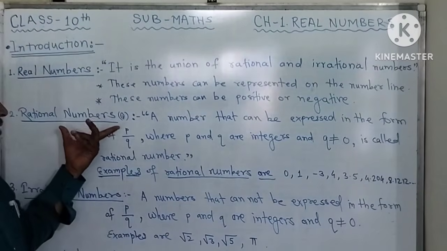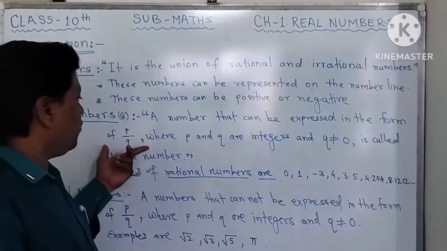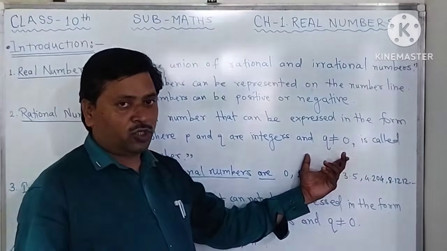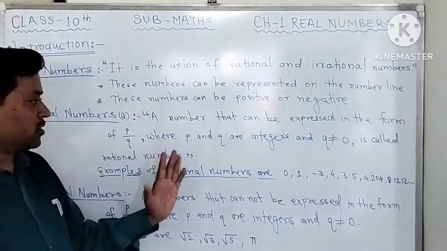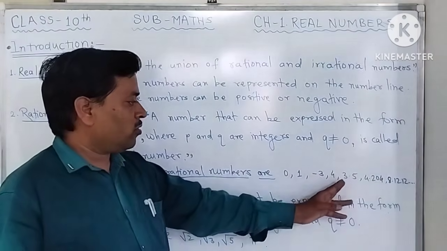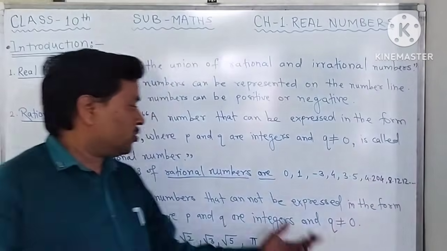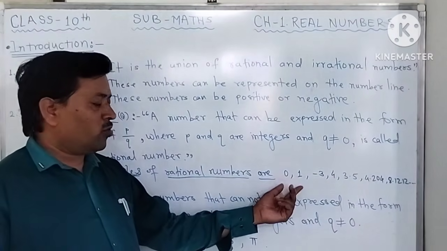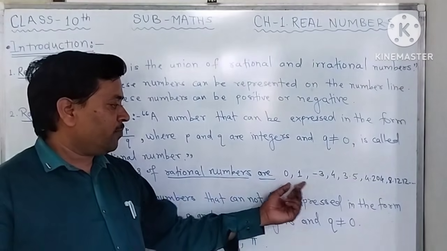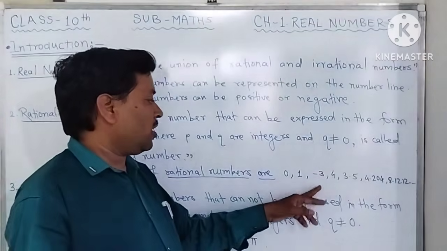Then rational numbers: we can define it as a number that can be expressed in the form of p upon q, where p and q are integers and q is not equal to 0. Examples of rational numbers are 0, 1, minus 3, 4, 3.5, 4.20, 8.1212. We can write 0 as 0 upon 1, 1 as 1 upon 1, and minus 3 as minus 3 upon 1. 0 upon 1 is a whole number, 1 upon 1 is a natural number, and minus 3 upon 1 is an integer.